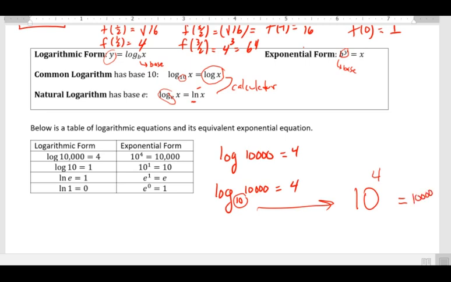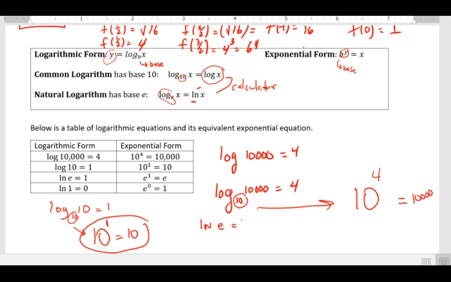Okay? So if you have log of 10 equal to 1, then there's an imaginary base number here. So your base is 10. The log is equal to 1, so that's going to be your exponent. So this would be your exponential form.